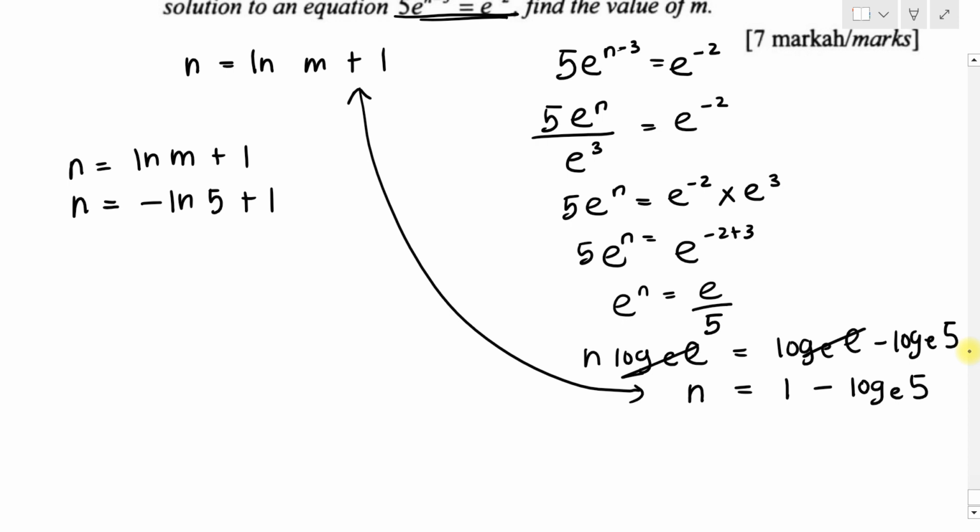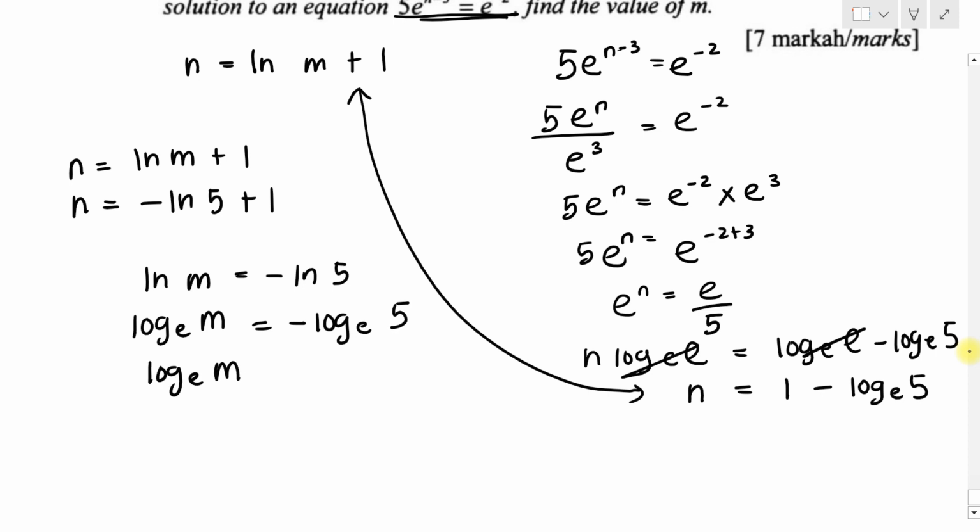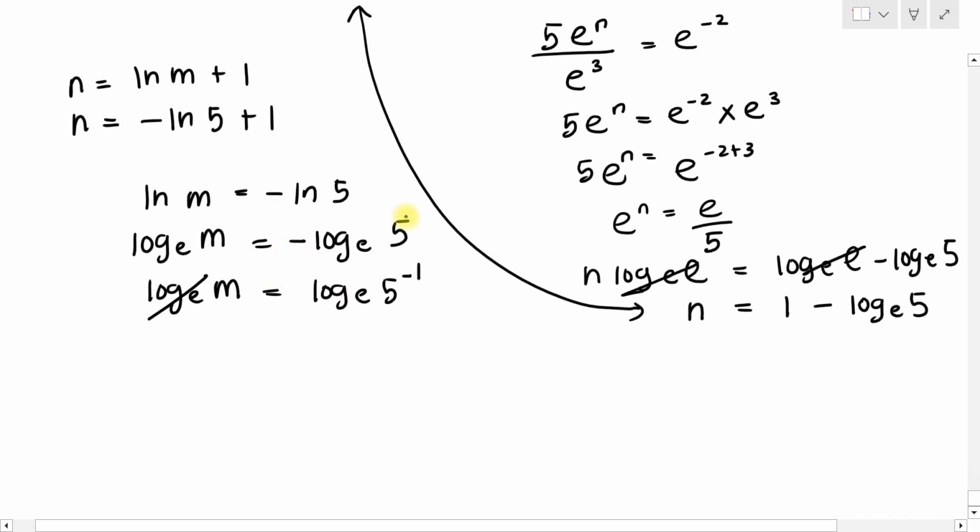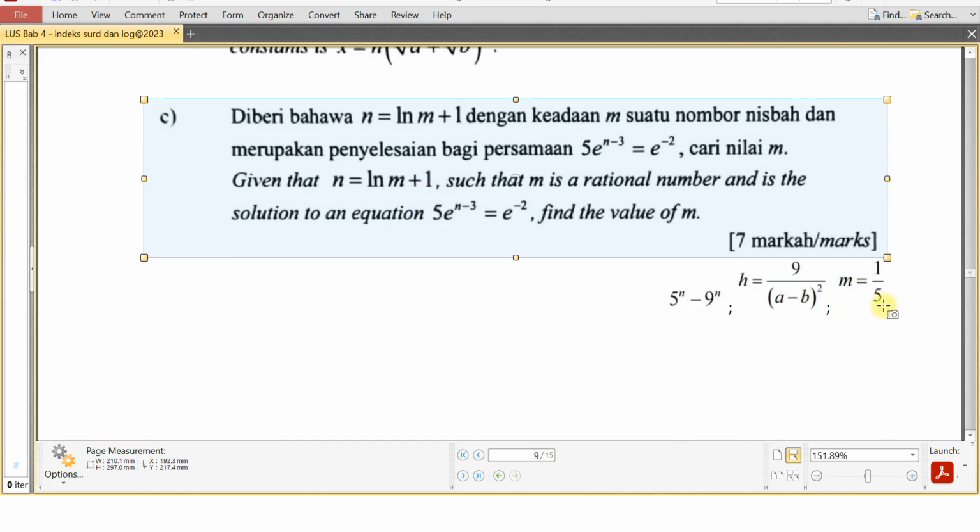Can you see that? Okay, so that means what? We compare ln m with negative ln 5. Okay, log e m equal to negative log e 5. Log e m equal to log e 5 power negative 1. I bring the negative to the power. Log e cancelled, m equal to 1 over 5. Yeah, that is the answer.